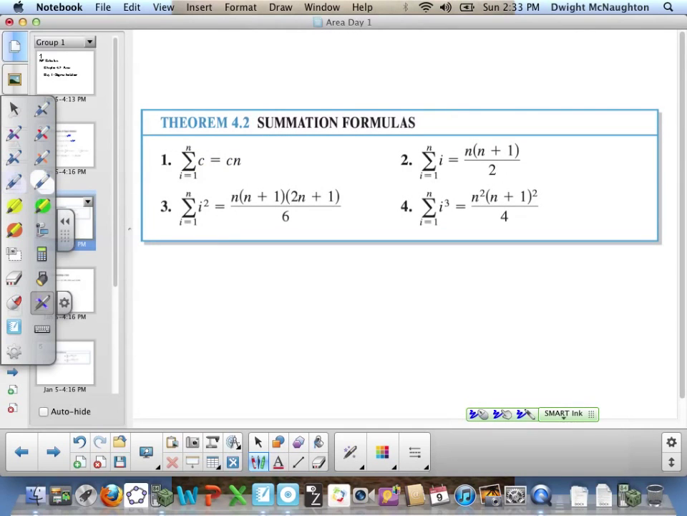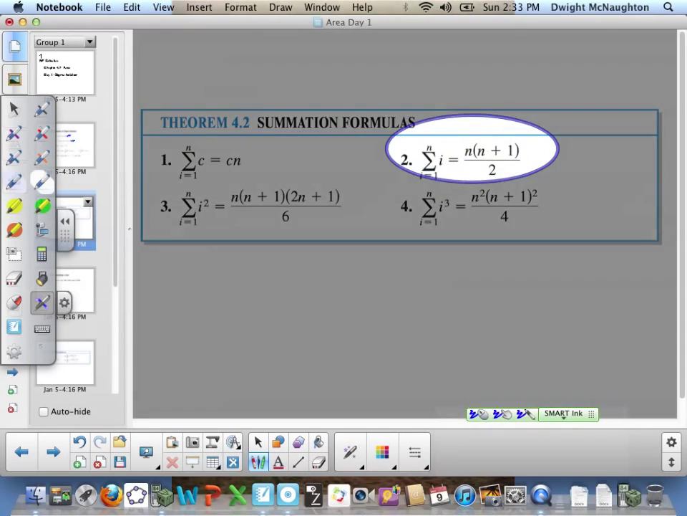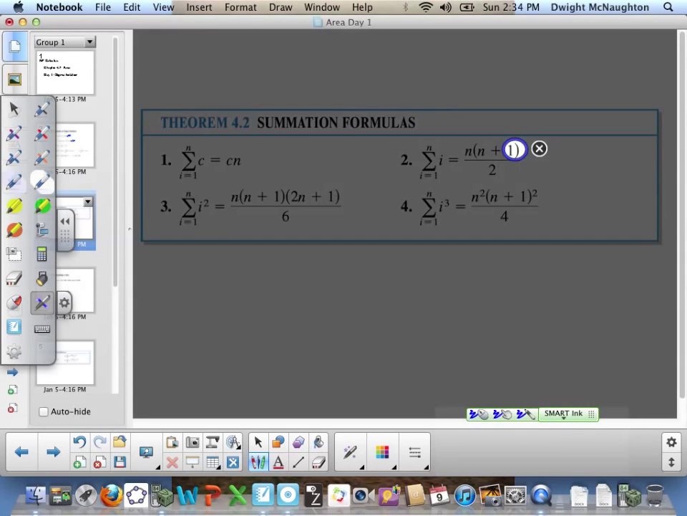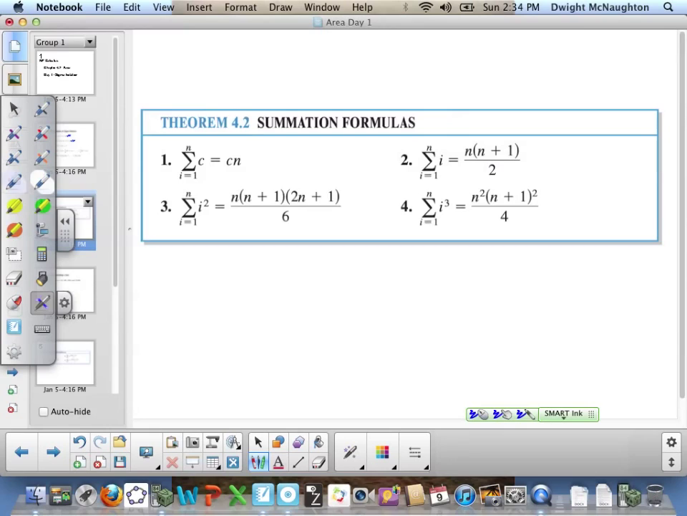Number 2, the summation formula for when it's just i, from i equals 1 till n, is n times n plus 1 over 2. Basically, you're going to take the first number plus the last number, multiply by the number of numbers, and divide by 2. The first number being 1, the last number being n, plus 1, times the number of numbers divided by 2. And then the same thing for i squared and i cubed. Those formulas are a little bit more in depth. So let's look at these formulas and simplify some problems.